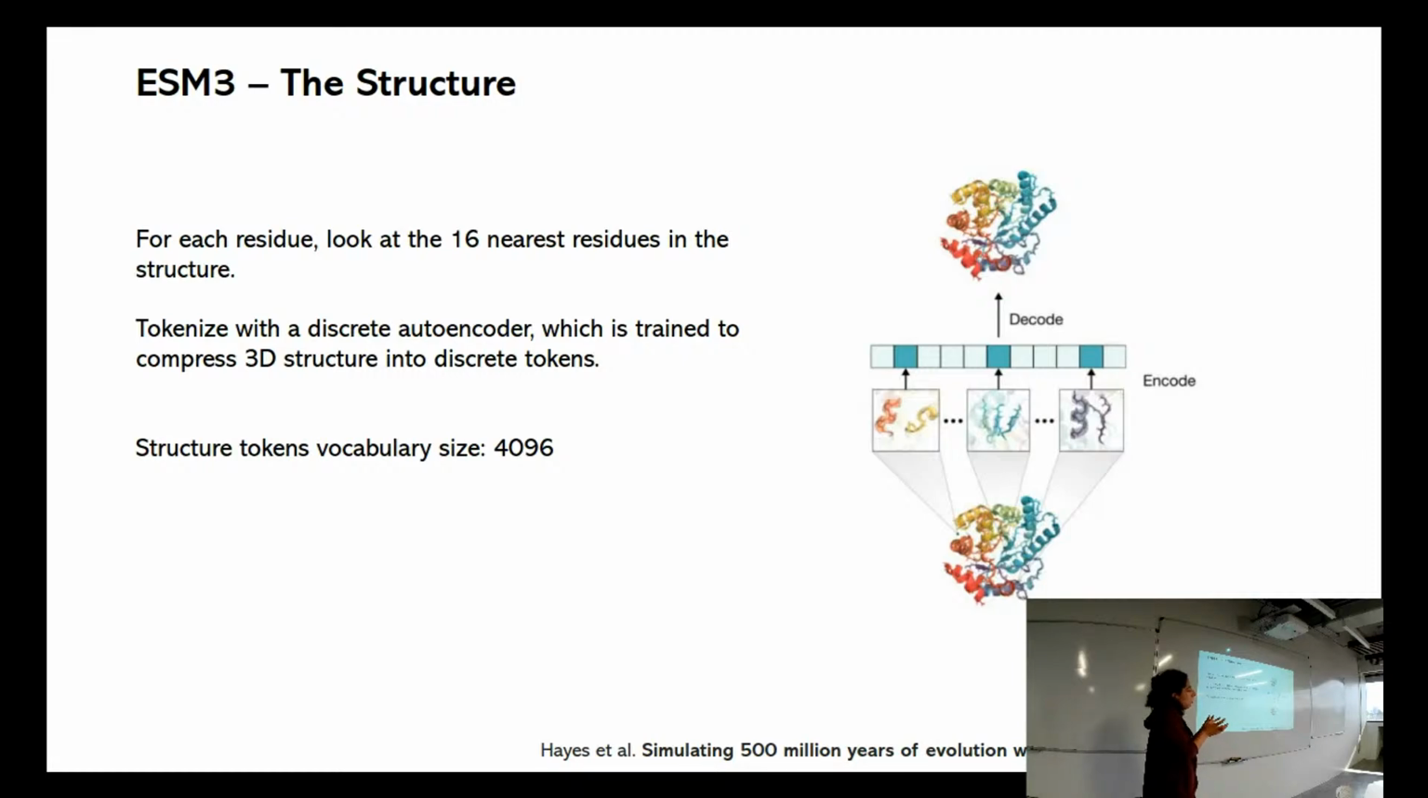And so you have a local structural pattern. This can be seen as an element of a vocabulary, just like the vocabulary of your amino acids. The vocabulary size, in this case, is more than 4,000. So it's pretty big because, of course, you have many, many ways in which these amino acids can arrange in structure. Okay.